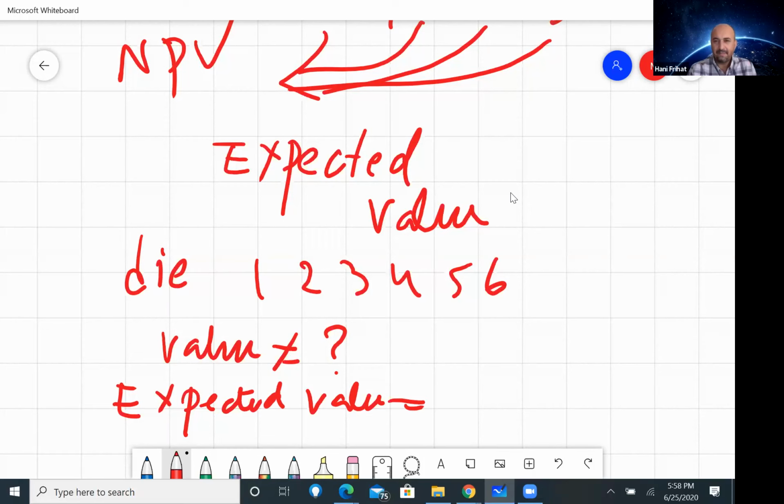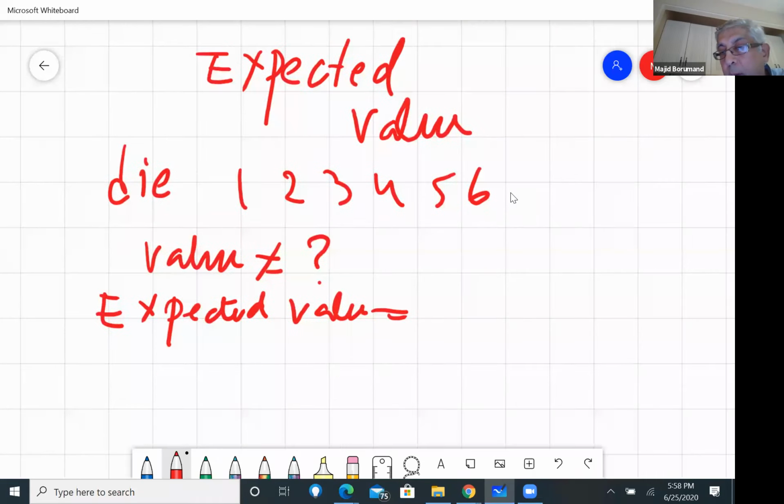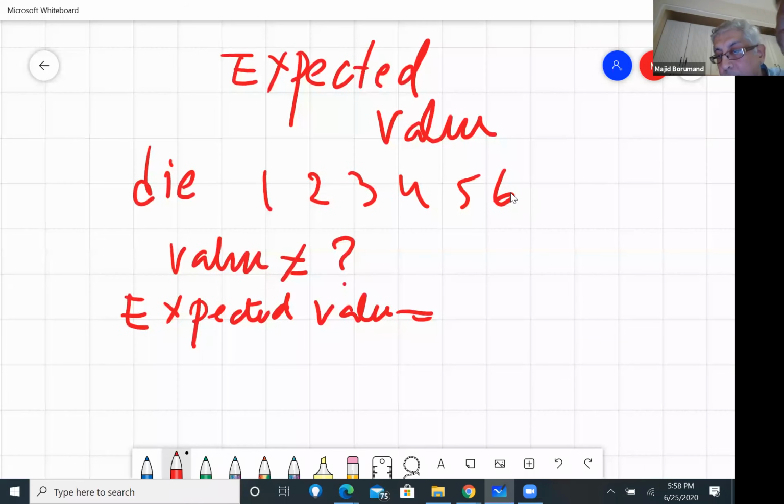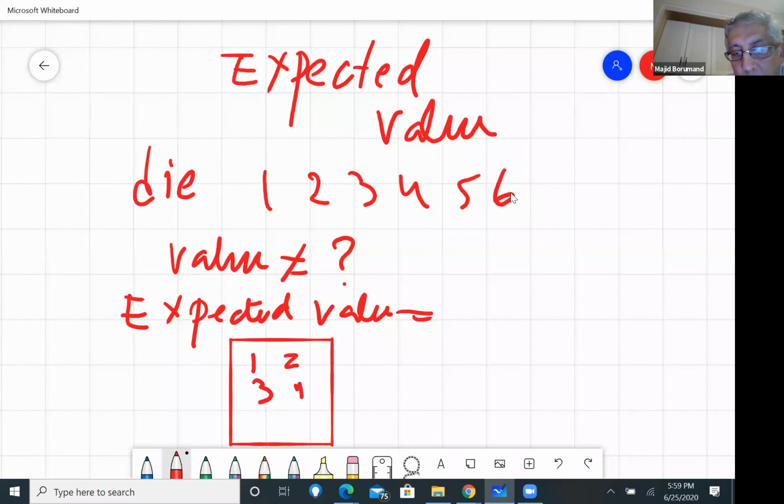20%. Which one? 20%. What do you mean percent? I'm talking about the expected value of the number on a die that is going to show up. If you throw a die, it's 1, 2, 3, 4, 5, 6. So these are outcomes. You are talking about sample space, right? Sample space consists of these numbers: 1, 2, 3, 4, 5, 6. These are the possible outcomes. But what is the expected value of this experiment?